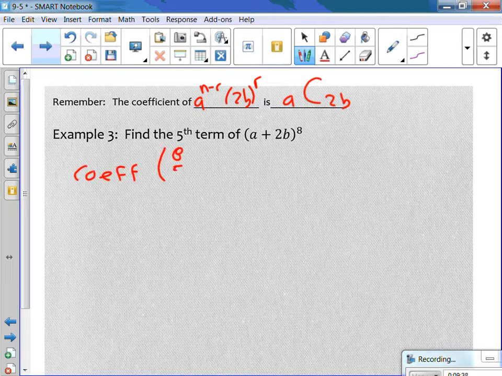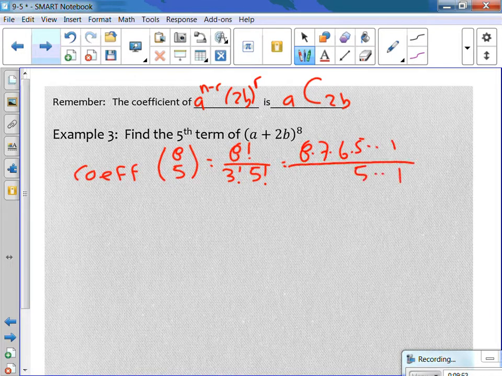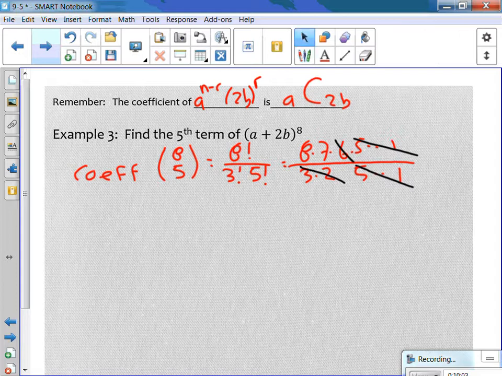So here we get our 8 factorial over 3 factorial times 5 factorial. So what cancels? Again, all the 5's, and at the bottom we have a 3 times 2 times 1, which is 6, canceling there. So we know that the coefficient, 8 times 7, is 56.